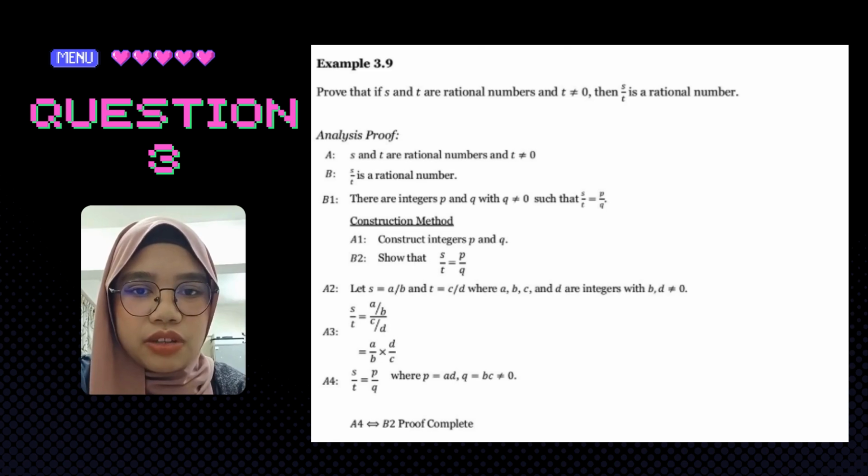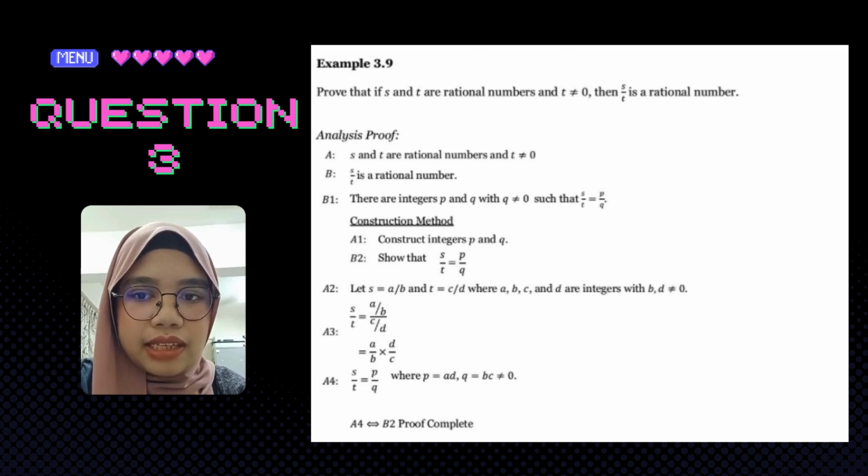Our B1 is going to be there are integers P and Q with Q isn't 0 such that S over T equal to P over Q. Our A1 is going to be to construct integers P and Q, while B2 is to show that S over T equal to P over Q. A2, which is going to derive from A1, is going to let S equal to A over B and T equal to C over D, where A, B, C, D are integers with B, D isn't equal to 0.